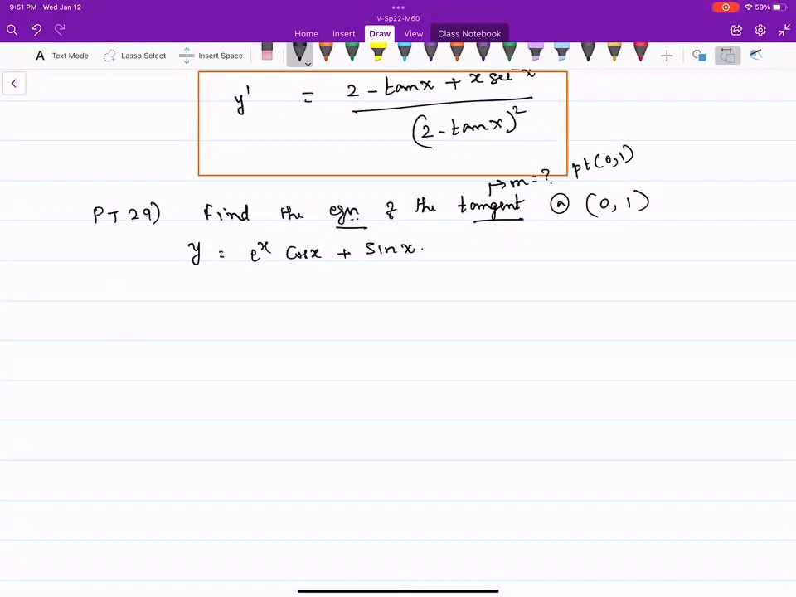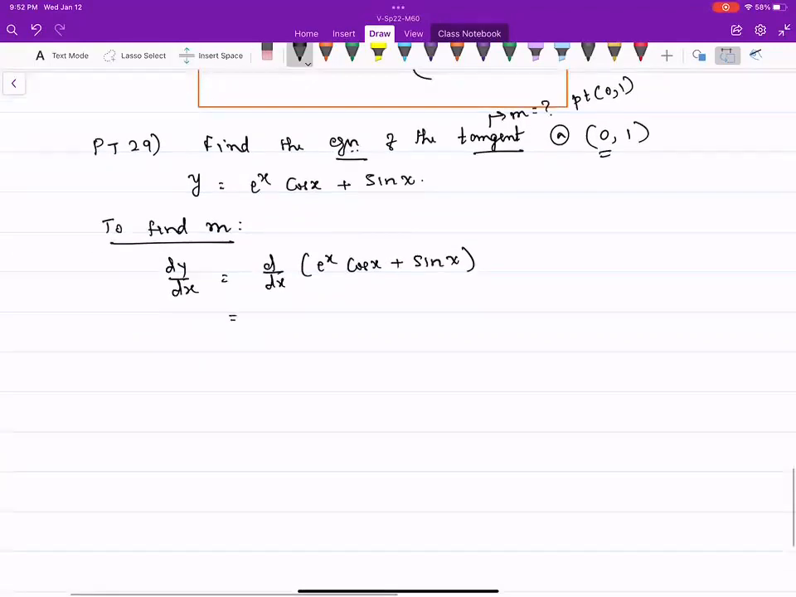So we did a problem earlier. The slope is nothing but the derivative at a specific point. The point is taken as x equal to 0. So first, to find the slope of the tangent, m of the tangent, we will do dy by dx. So it is the derivative of e to the x cosine x plus the derivative of sine x, right?